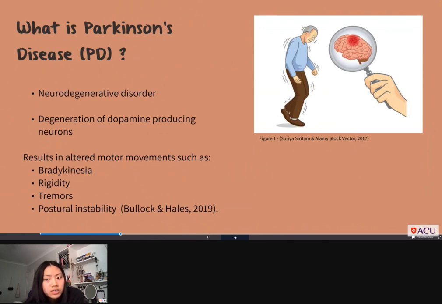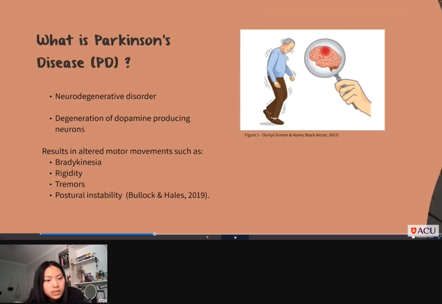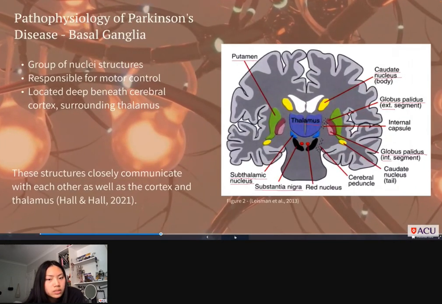This progressive degeneration of dopamine-producing neurons commonly results in altered motor movements, and some of these include tremors, rigidity, bradykinesia, postural instability, and some others. So to understand the pathophysiology of PD, we must look into the brain, focusing on the basal ganglia. This is a group of nuclei structures mostly responsible for motor control and is located deep beneath the cerebral cortex in the center of the brain, and it surrounds the thalamus.